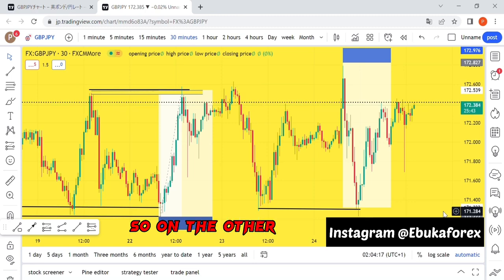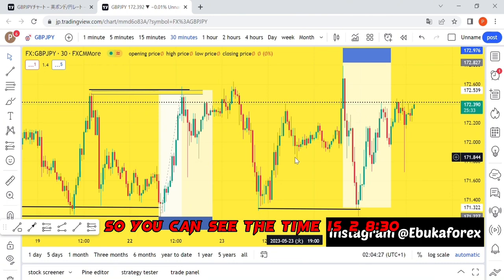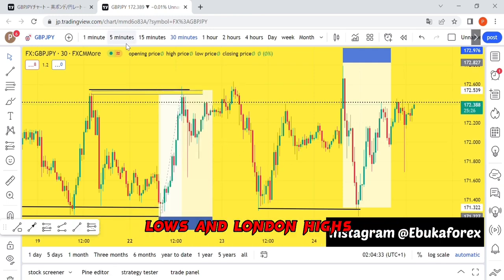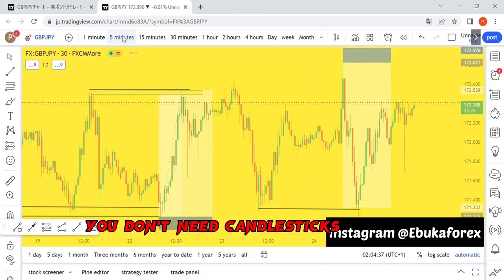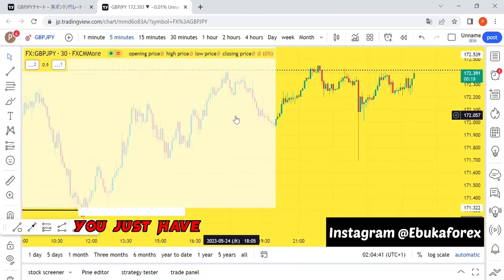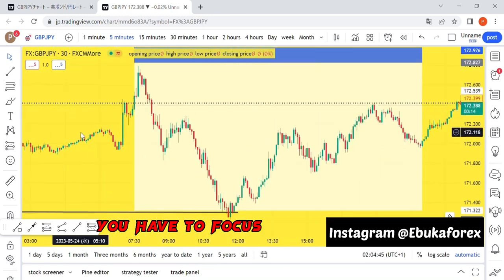On the other hand, over here, after the accumulation and reaccumulation, you can see the time is still 8:30. So when you are trading London, you have to focus on the London session lows and London highs. There is nothing else you need in the market. You don't need candlestick patterns, you don't need chart patterns and all those things. You just have to focus on price action.